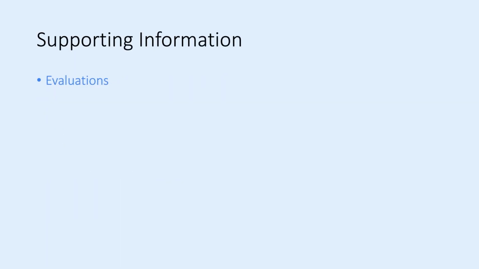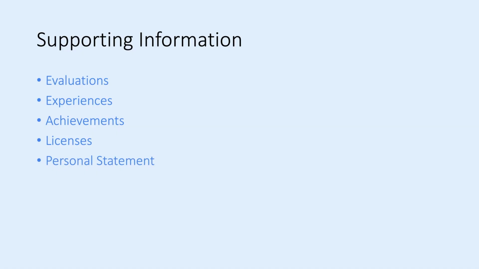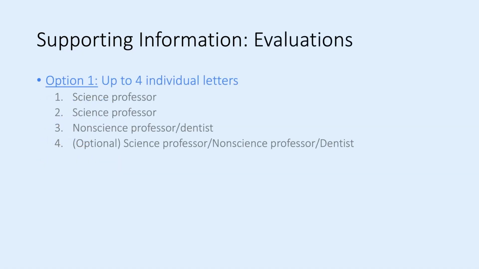The supporting information section will require the most effort. It includes evaluations, experiences, achievements, licenses, and your personal statements. For evaluations, you have 2 options. The first option is to request up to 4 individual recommendation letters. It depends on schools, but most of them require at least 2 of the 3 individual letters from science professors. The third and the fourth letter can be from a dentist you shadowed or assisted, or a non-science professor.